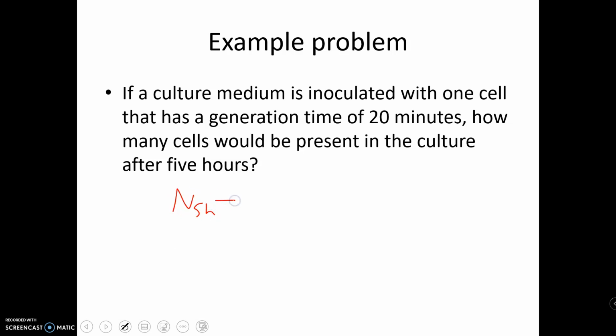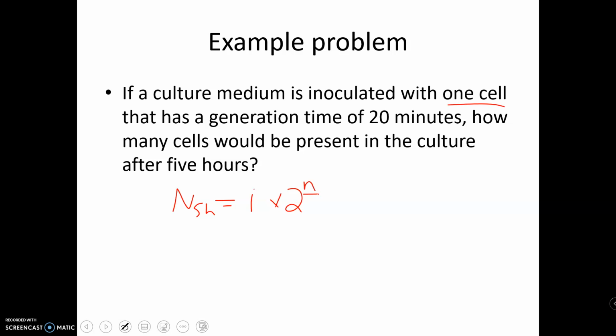That's going to equal, we started with 1 cell, so 1 cell times 2 to the nth power. This is the hardest part for most of my students to figure out. That n, that superscript n, is how many times the organism was able to divide given the period of time allotted in the problem. So the generation time is 20 minutes. The period of time given is 5 hours. So how many times can 20 minutes go into 5 hours is what you have to figure out here.